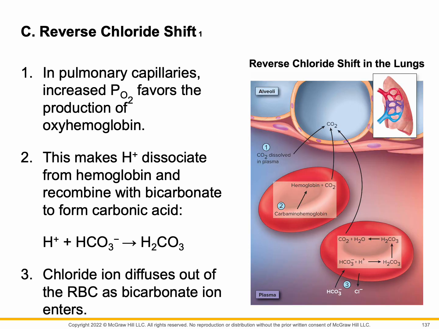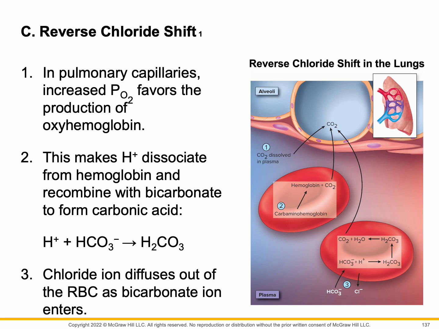In pulmonary capillaries, increased oxygen pressure favors the production of oxyhemoglobin. This makes the hydrogen ion dissociate from the hemoglobin and recombine with bicarbonate to form carbonic acid. That formula shows you hydrogen plus bicarbonate gives rise to carbonic acid. The chloride ion diffuses out of the red blood cell as the bicarbonate ion enters. Shift your attention to the picture to the right.